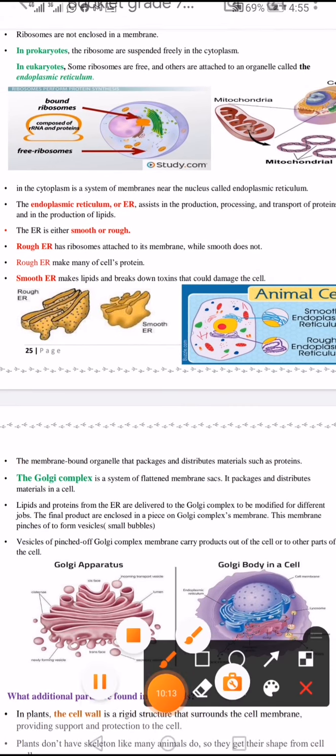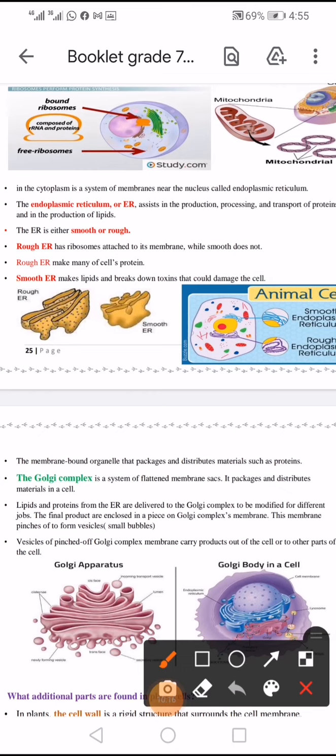The Golgi complex is a membrane-bound organelle that packages and distributes materials such as protein. The Golgi complex is a system of flattened membrane sacs. It packages and distributes material in a cell. So the Golgi complex is the third organelle. Its function is to package and distribute material in the cell, like delivery, distributing packages and material inside the cell.